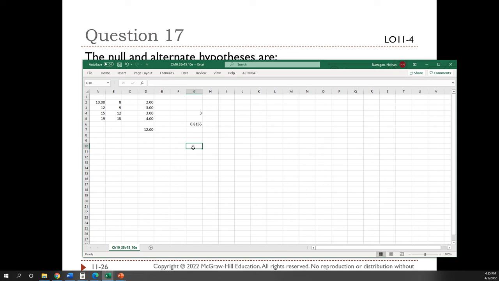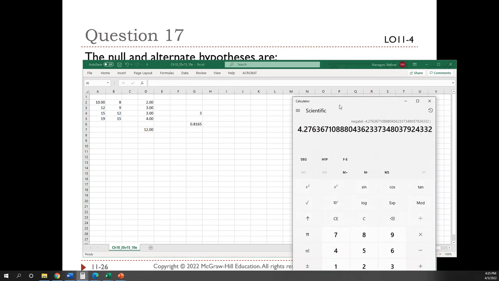Okay, so to find our t statistic, we're now going to take, using our calculator, the classic: the mean, which is 3, divided by our standard deviation of 0.8165, divided by the square root of the number that we have, which is 4. So this is going to be 7.348.